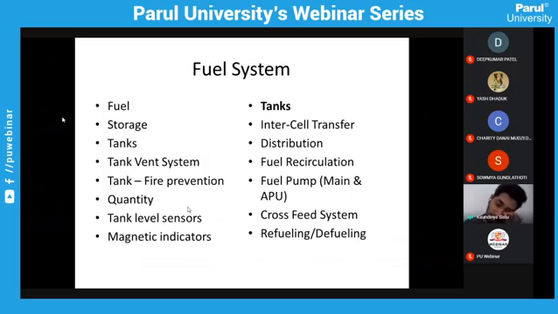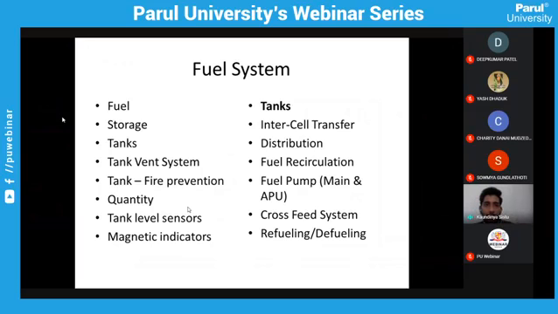Okay, so the fuel system mainly consists of these subtopics. Mainly, I will be discussing the fuel storage as of now, but as I said, every system has its own depth and it cannot be covered in 20-30 minutes. So I will be going a little fast from now on.